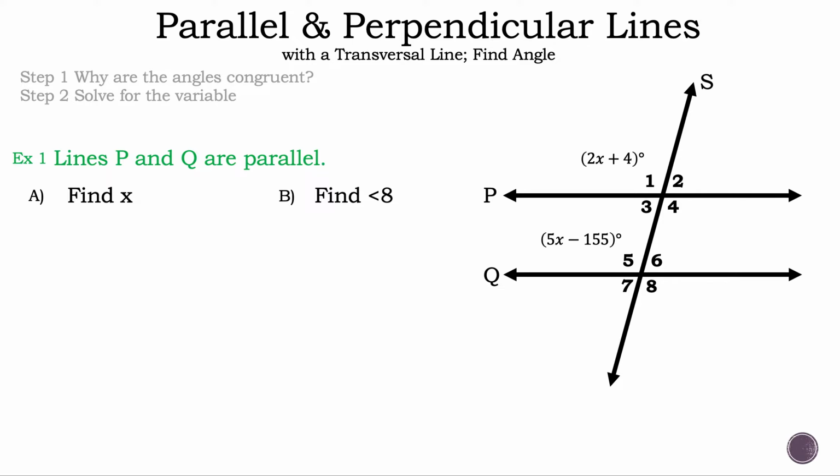Now we're going to color the angles that are congruent. We can do this because lines P and Q are parallel, and line S is a transversal line. Now we can say angle 1 and angle 5 are congruent because the two angles are corresponding angles. So we can set the two expressions equal to each other. Now we have 5x minus 155 is equal to 2x plus 4.